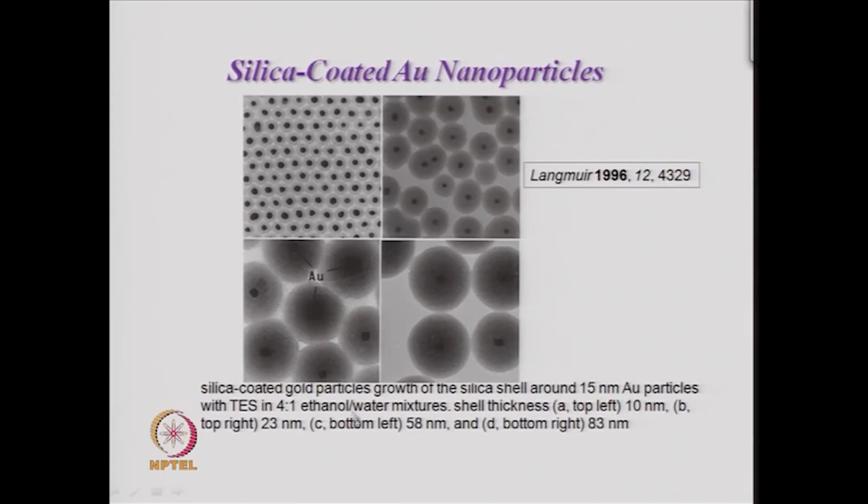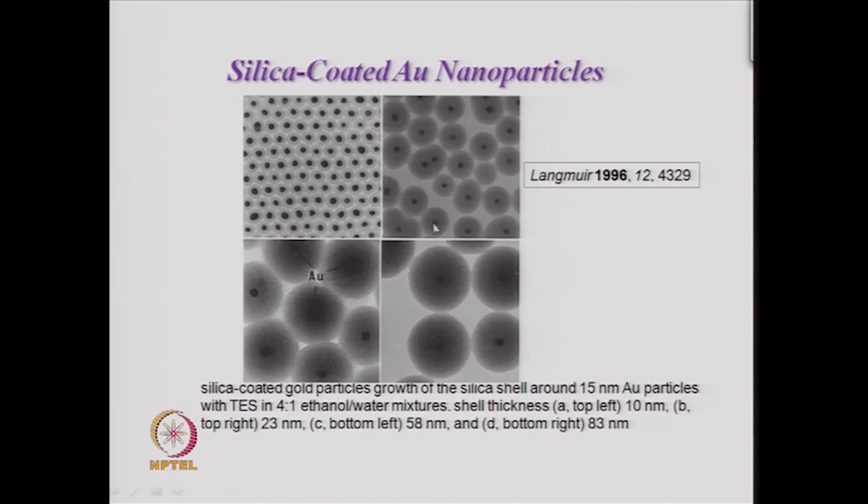So, different thicknesses can be formed, and what is given is you can make particles with 10 nanometers, with 23 nanometers, with 58 nanometers, and with 83 nanometers. These are gold particles coated with different shell thicknesses. The particle size is not varying, the shell thickness is varying, and in this case the particle is small, say 15 nanometer, and the shell thickness is also of similar order, around 10 nanometers. So, this is most uniform.